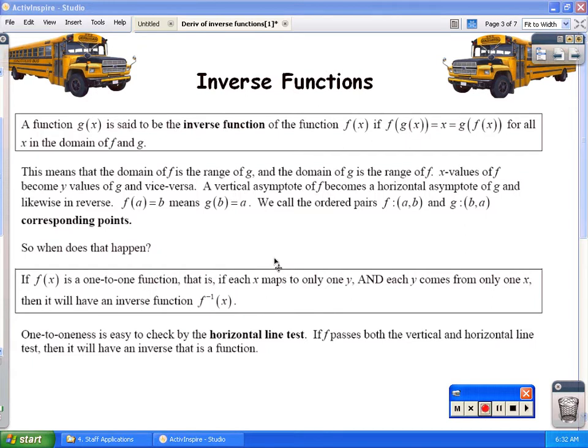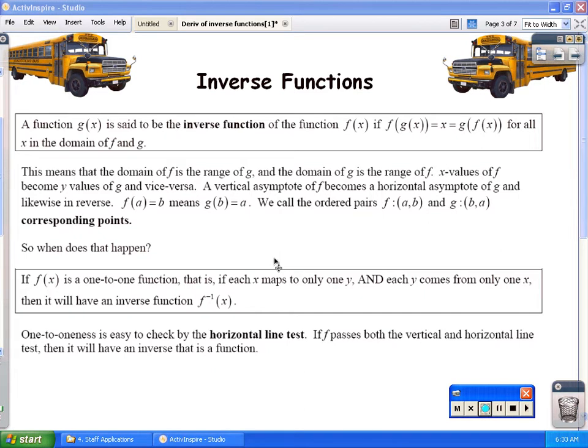So, for example, a vertical asymptote on the original function f would become a horizontal asymptote of its inverse function g, and likewise in reverse. Another way to think about this is if you have the point f of a equal to b, then on the inverse function, g of b would equal a. Notice that the x and y switch places.